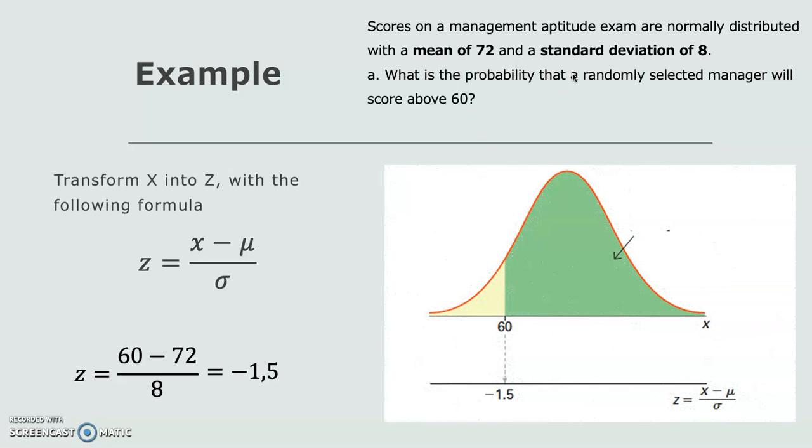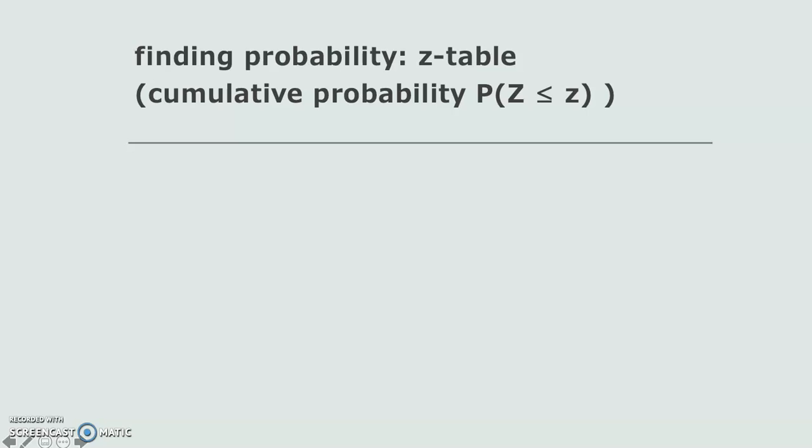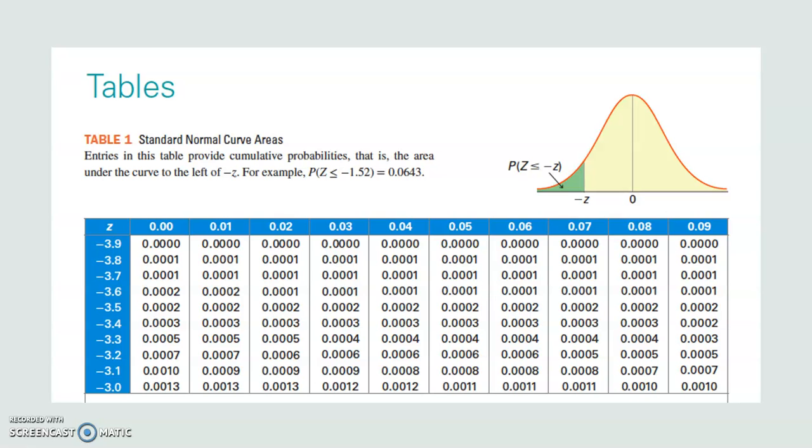Graphically, we are looking at this green shaded area, because we want to find the probability that a randomly selected manager scores above 60. How do we find the answer? To find the probability, we use the z-table. There are different formats of table, but I will use the table that provides cumulative probability, where the area resulting from the table shows the probability that z is smaller than or equal to the z value that we are looking for.